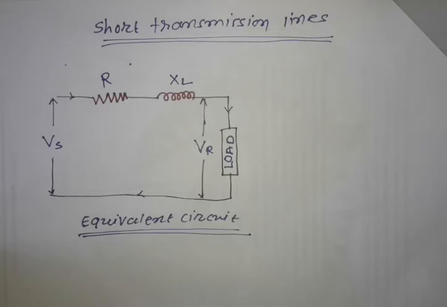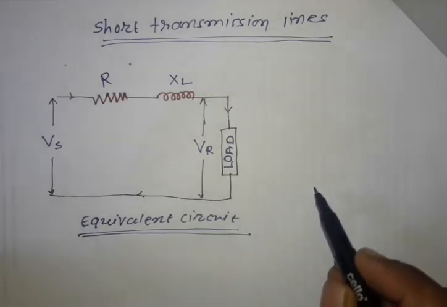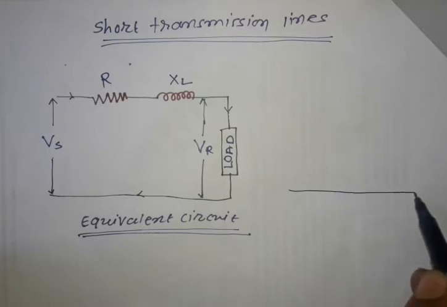Now, to draw a phasor diagram, first of all we assume any one of the parameters as a reference. In our phasor diagram, for all types of transmission line, we use the receiving end voltage as our reference voltage or reference line. So first of all, we draw a reference line. We choose VR as the reference, so we draw a line called VR as the reference.